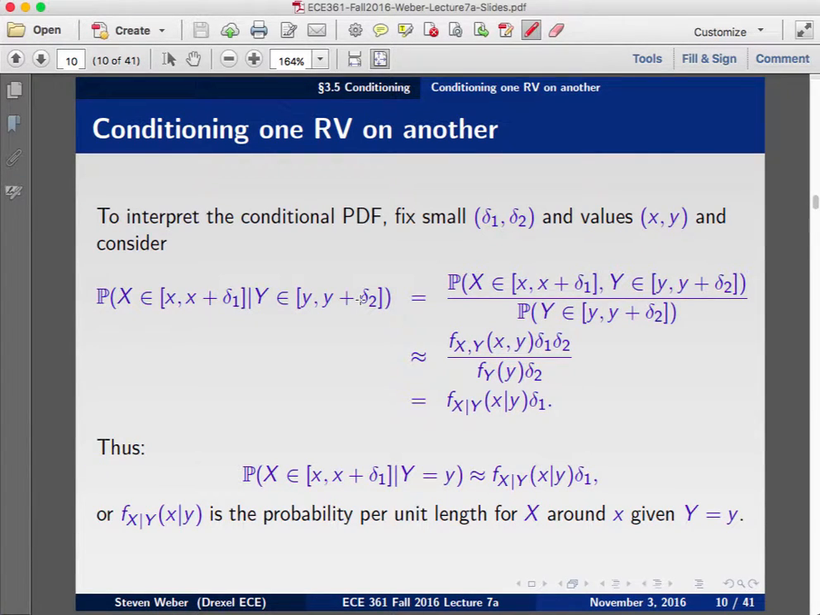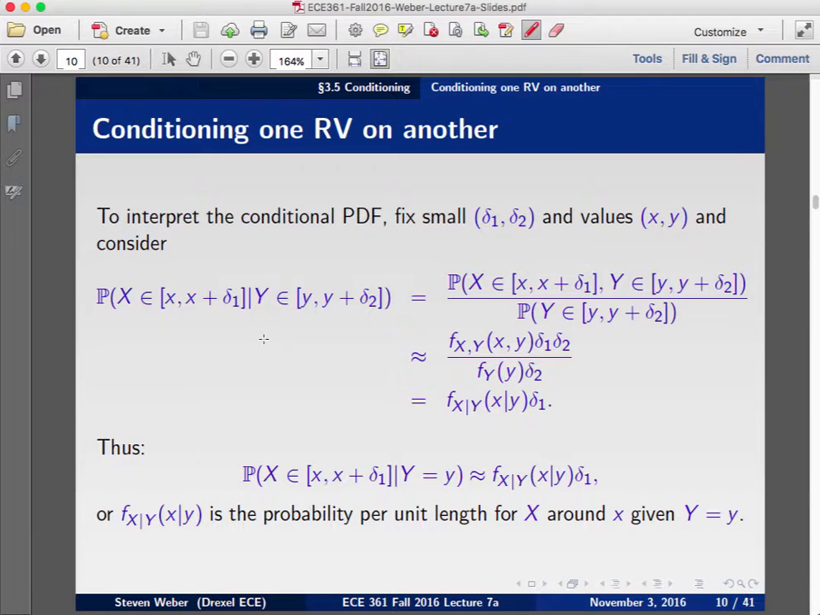So you want to picture the xy plane, and consider the point x comma y as the lower left-hand corner of a rectangle with x-coordinate length delta 1 and y-coordinate length delta 2. We're asking what is the probability that x lies in the interval x to x plus delta 1, given knowledge that y is in the interval y to y plus delta 2.